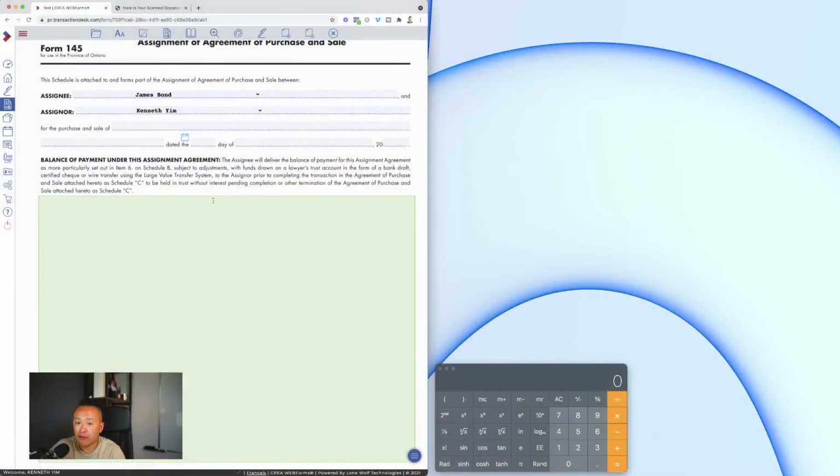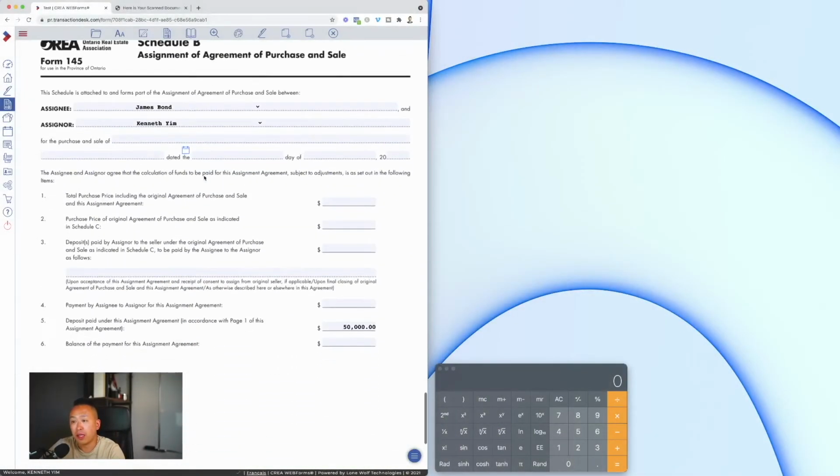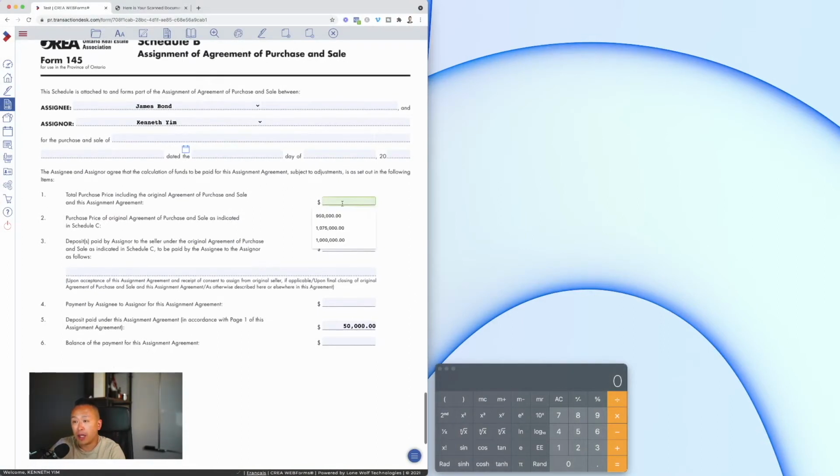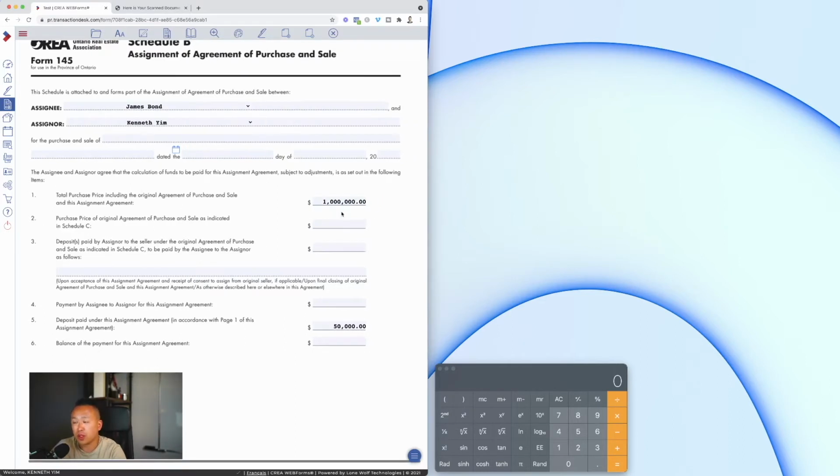But now it's a standard thing. It's a common thing, I should say, and it happens a lot. So if you hop over to Schedule B, you'll see here that it has our names, the date, and the address once you fill it in. And again, the purchase price we talked about is $1 million. Okay, so that's what it is worth today.